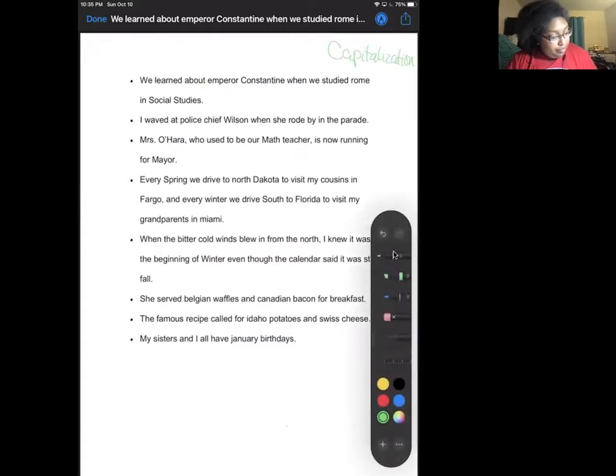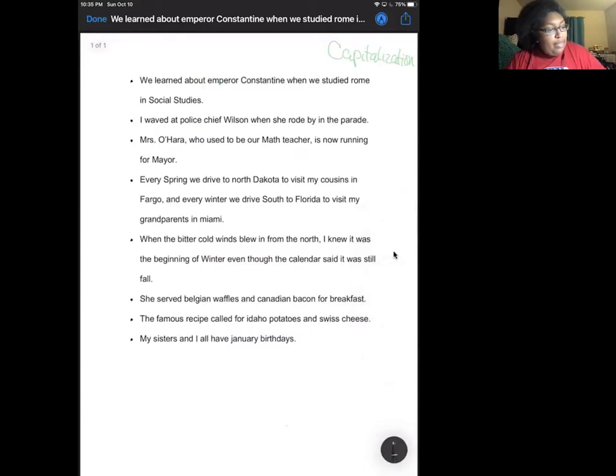marks here. Okay, so the capitalization marks are three little lines under the letter. That means it needs to be capitalized. Do we have another word here that needs to be capitalized?